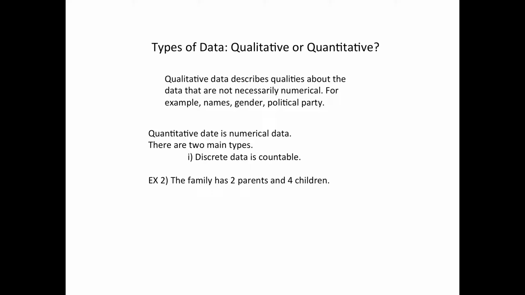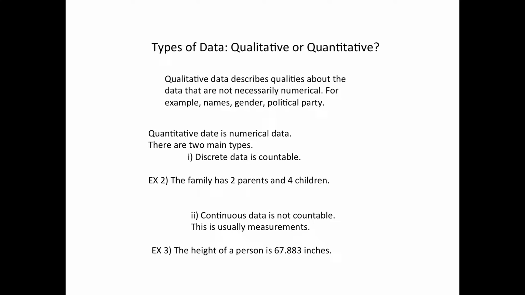Then, if it's not discrete, it's continuous. So this is usually used for measurement. This is something where when you've got 2 data points, it is possible to have one in between. So when you say somebody is 67 inches tall or 68 inches tall, well, in between at 67.883, is it possible that somebody could be that tall? The answer is yes. So in that case, the decimals make sense.